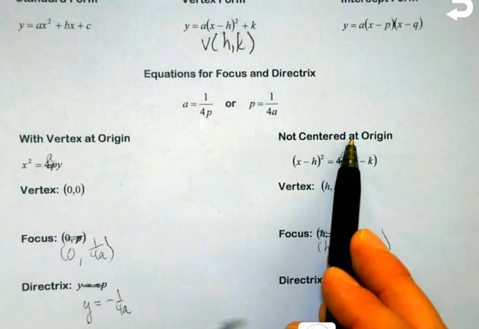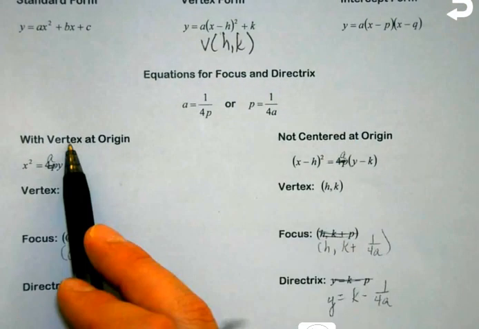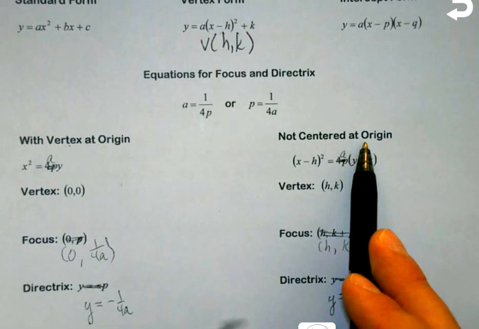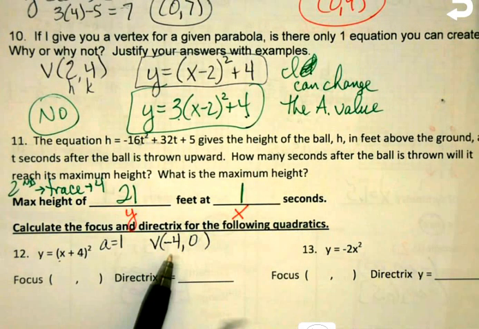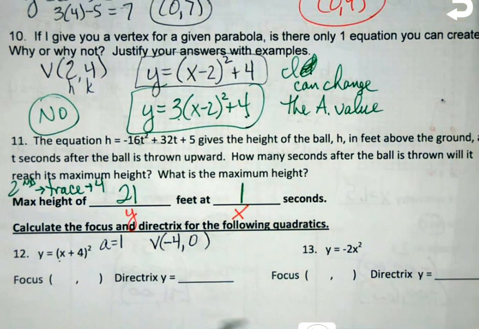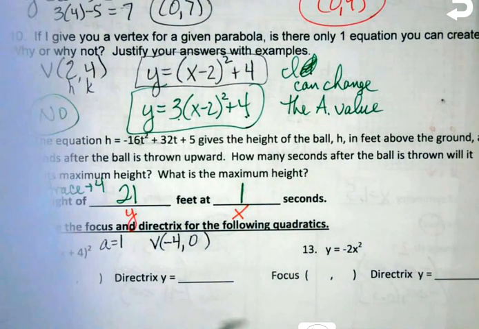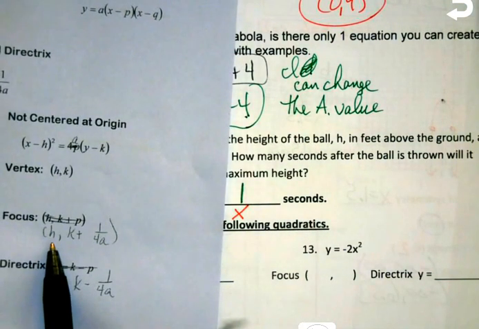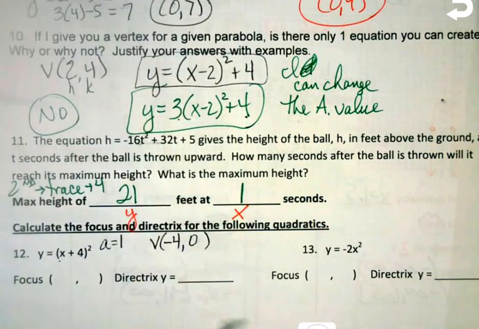So I'm like, okay, we're not centered at the origin because when I'm looking at my cheat sheet, if it's 0, 0 for my vertex, I'm going to use this side. If it's anything else, I'm going to use this one. So I look, okay, it's not that. So how does this work? Well, it says my focus is going to be this H, K plus 1 over 4A.